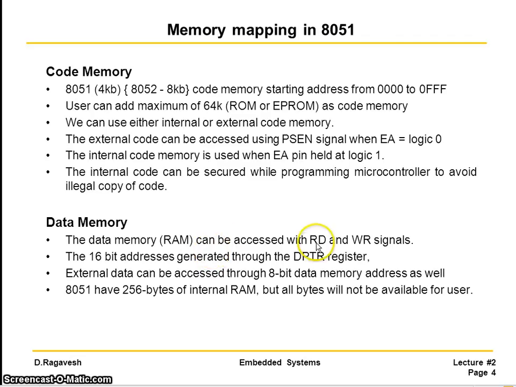And data memory we can access through the read and write signal. This is only required when we are looking for external memory. Otherwise, it's not required for internal memory. And you can see here, 8051 has 256 bytes RAM, but all are not available for the user.